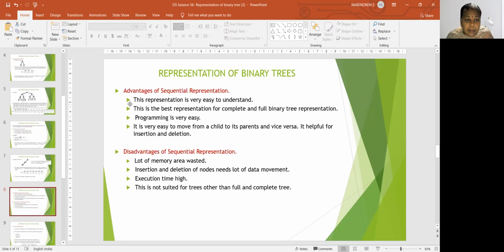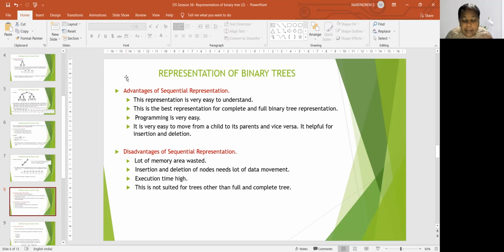Okay. So, advantages of the sequential representation. What are the advantages available in the sequential representation? This representation is very easy to understand. This is the best representation for complete and full binary trees. Also, if you are using this sequential method, meaning array concepts, the programming of this particular tree is very easy. It is very easy to move from child to its parent and vice versa, meaning parent to child and child to parent.